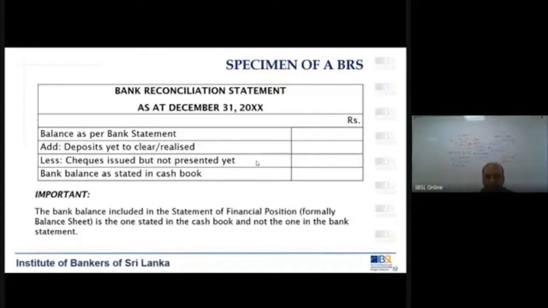And then to that we say that you need to add the deposits yet to clear, and you will deduct the checks issued but not yet presented, and then you will match the bank balance as stated in the cash book. Okay, right. I want you all to understand this very clearly, because this is what is going to help you.